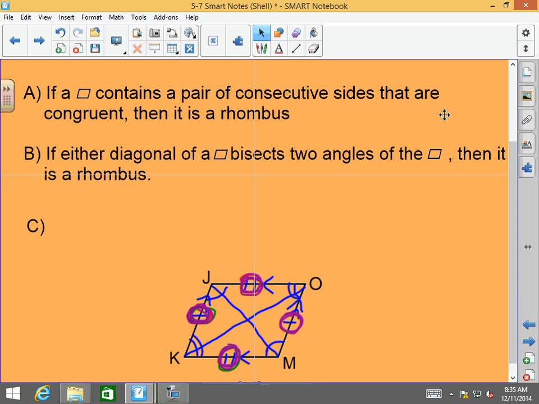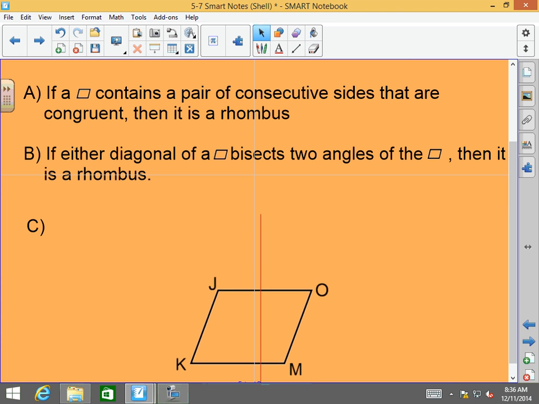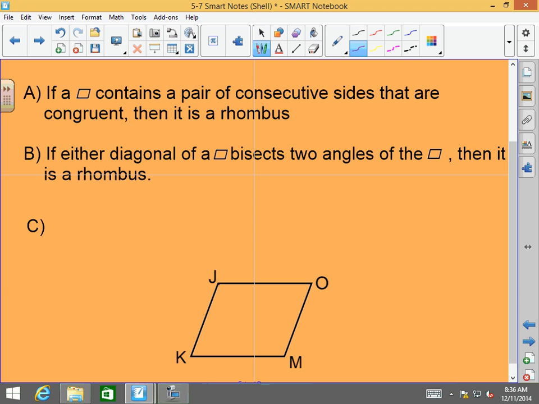If either diagonal of a parallelogram bisects two angles of the parallelogram, then it is a rhombus. So I'm going to erase this for a second just to have a clearer picture. We know the diagonals of a parallelogram bisect each other. But if I tell you that you have a parallelogram and the diagonals bisect two angles of the parallelogram, then it is a rhombus, because by definition, the diagonals of a rhombus bisect the angles.